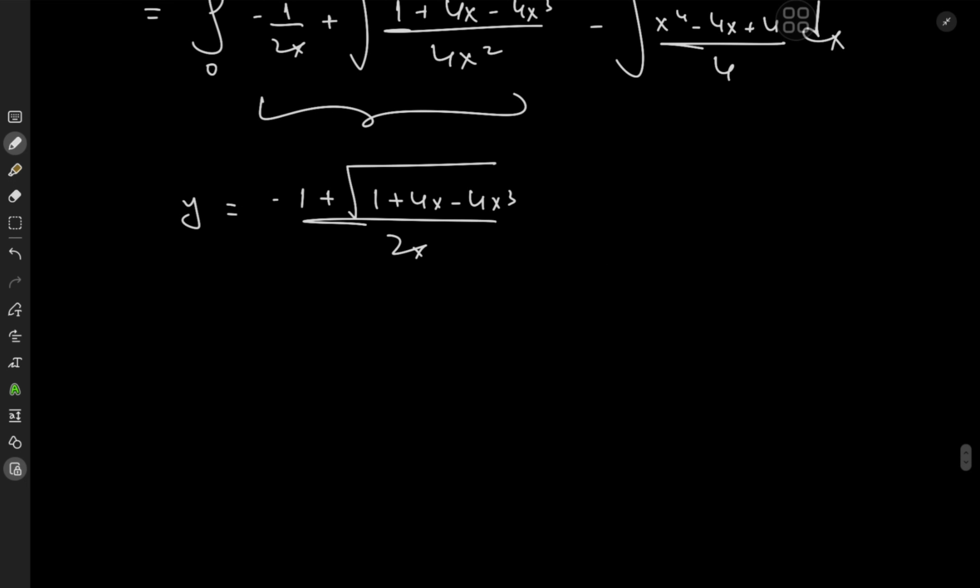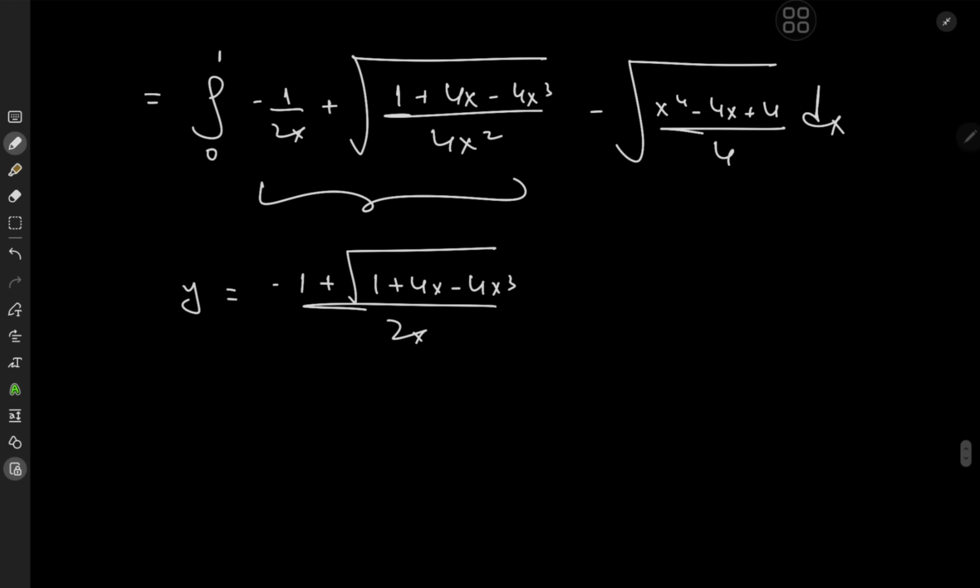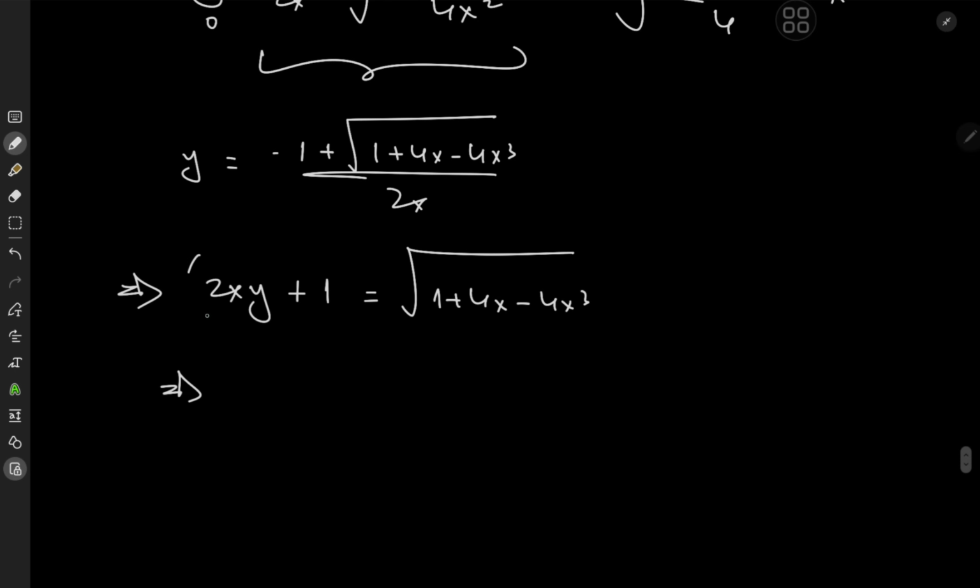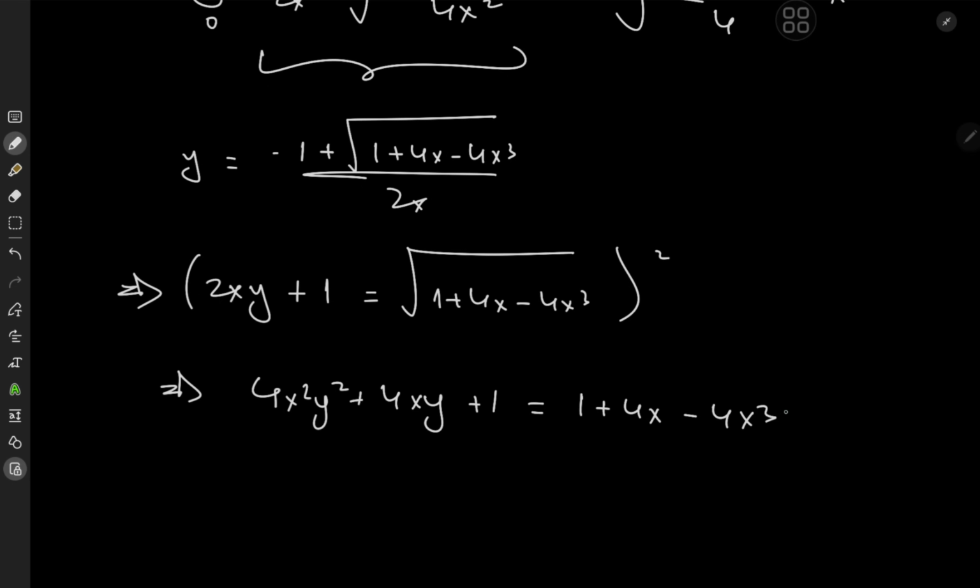Anyway, how exactly are we going to deal with this? This thing is invertible on the interval from 0 to 1, and I'm trying to find an inverse function. So I'll multiply by 2x, so we have 2xy. I'll also add 1, so we have root of 1 plus 4x minus 4x cubed on the right. I'll square the whole thing to yield 4x squared y squared plus 4xy plus 1, equal to 1 plus 4x minus 4x cubed.